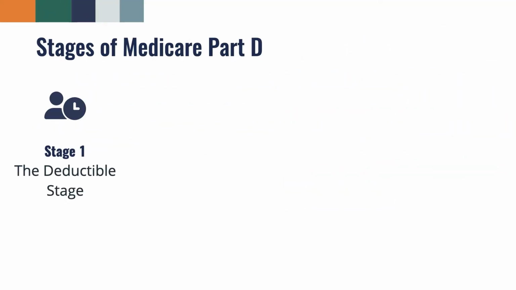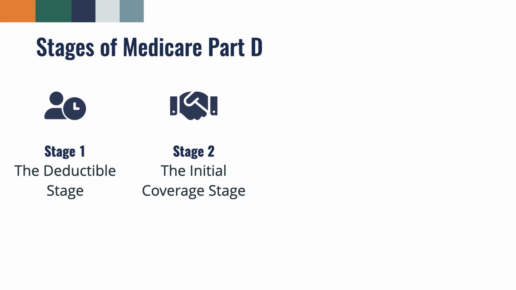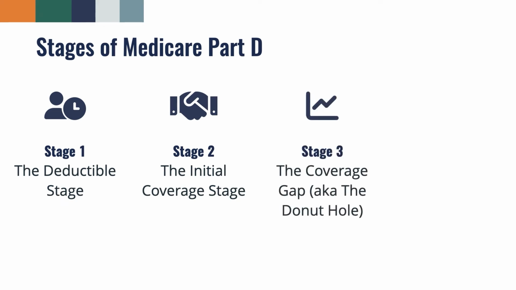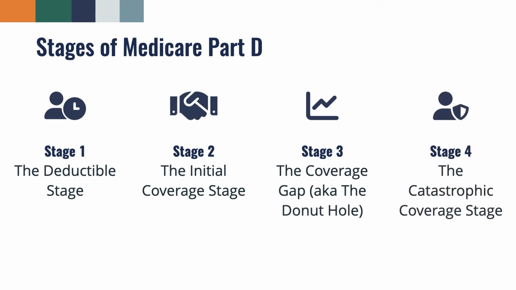All Part D coverage will consist of several stages. Stage 1 is called the deductible stage if your plan has a deductible. Stage 2 is called the initial coverage stage. Stage 3 is called the coverage gap, most commonly known as the donut hole. Stage 4 is called the catastrophic coverage stage.